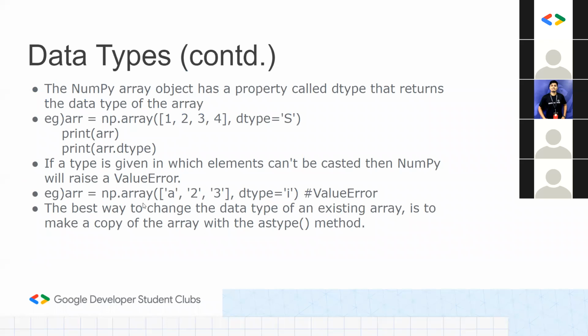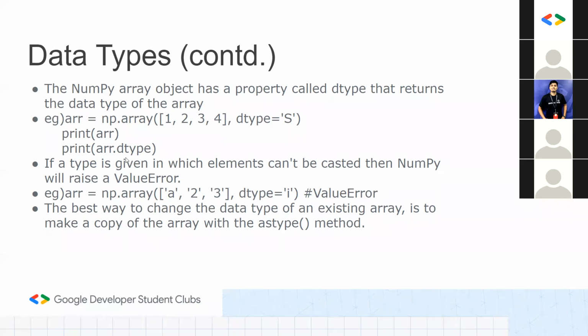And yeah, the NumPy array object has a property called dtype, which tells us what type of values are present in the array. So let's consider this example. Array is equal to NumPy array, and then we pass in a list containing integers, and then we specify a dtype as S, which stands for string. So what this exactly does is it converts these integer elements into strings.